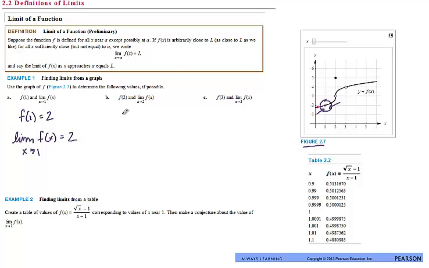Next, we're going to look at the b part. And on the b part, I'm to find f of 2. So I need the function value when x is 2. When x is 2, the function value itself is way up here, and it equals 5.